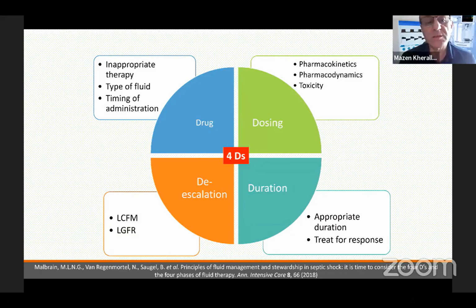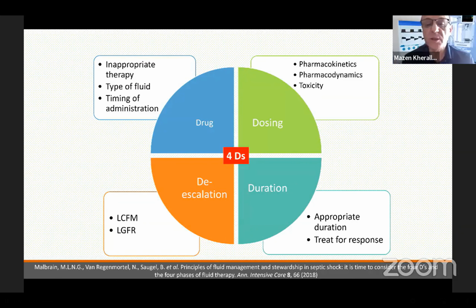We need to talk about type of fluid, and Dr. Islam gave us a very nice lecture about what is the best fluid for resuscitation in the intensive care unit, being the LR. And then we talk about timing of administration, when, how soon we need to give that fluid bolus, and how fast we give it.